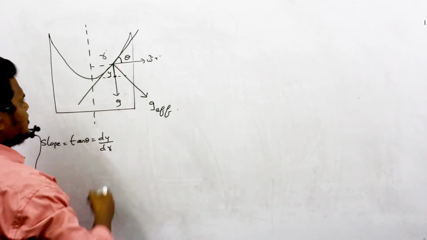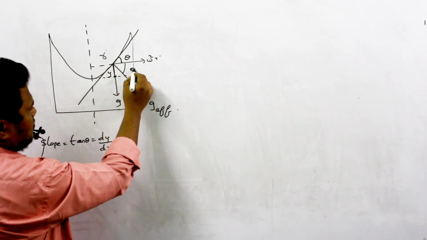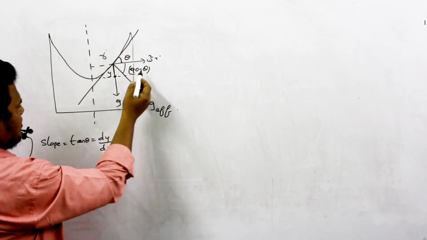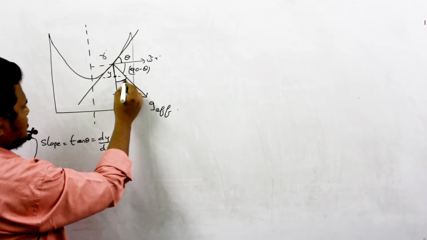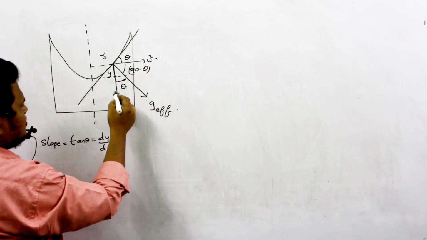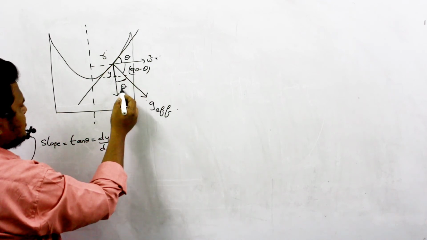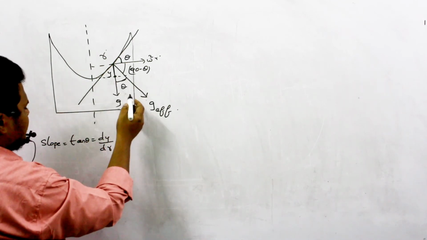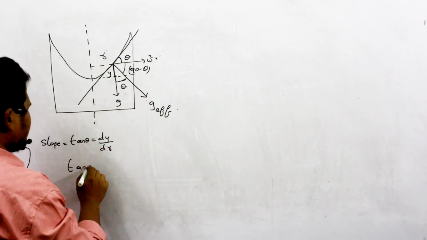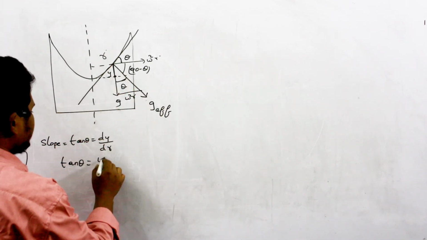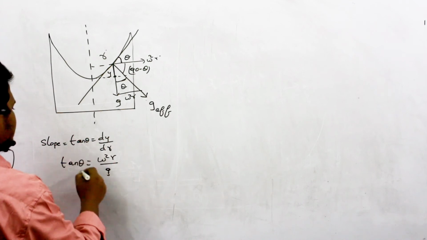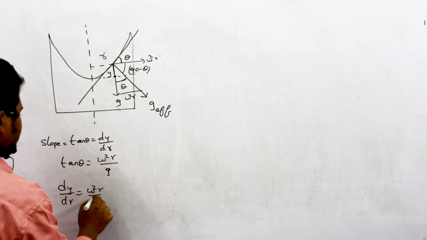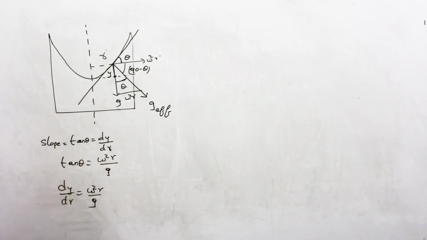Now if I take this angle to be theta, then this angle should be equal to 90 minus theta, because these two lines are perpendicular to each other. So if this angle is 90 minus theta, definitely this angle should be equal to theta, because again these two lines are perpendicular. So 90 minus theta plus theta should be equal to 90 degrees. Now the same angle theta if I take here, then tan theta can be written as opposite divided by adjacent, so omega square r divided by g. So I can equate these two relations. So dy by dr is equal to omega square r divided by g. This is how I can write.